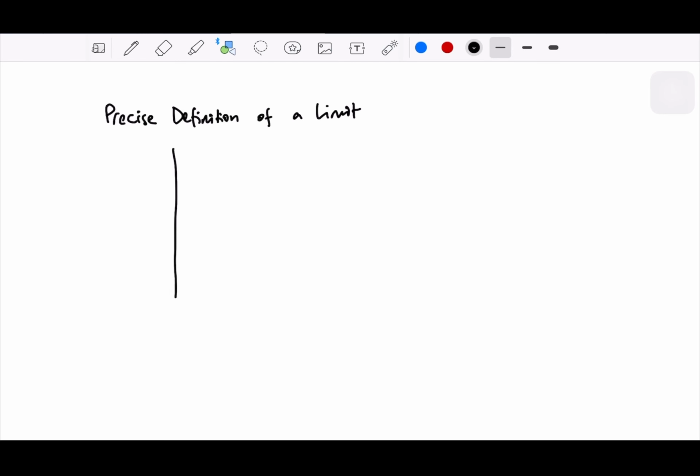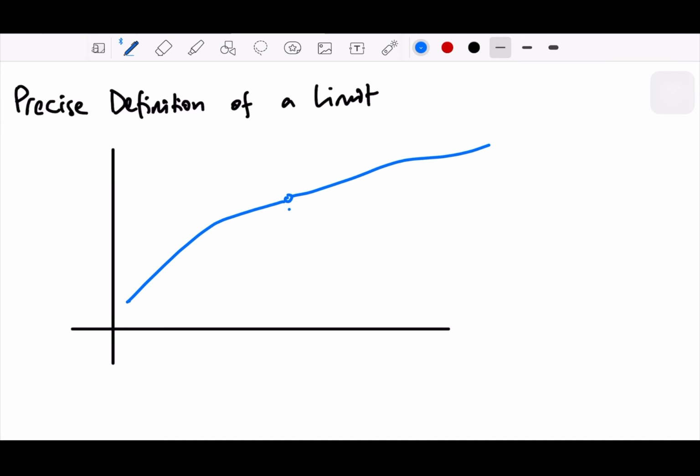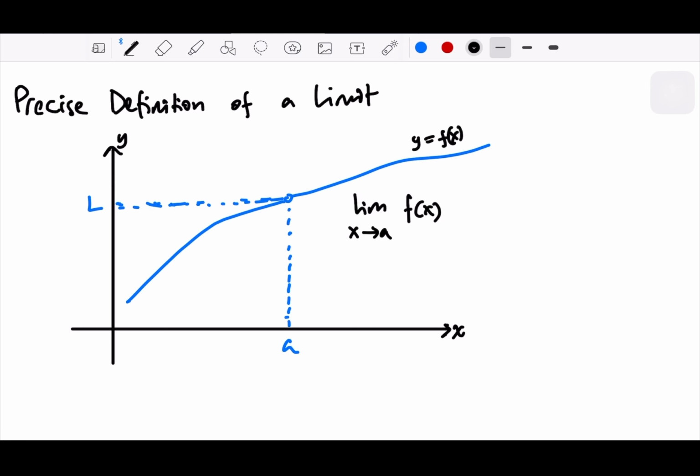Okay, so if you remember, if we have some random function like this with some discontinuity in the middle, and we evaluate this at x equal a, and this has some value L, we know from the limit concept that if we have the limit as x approaches a of some f of x, this will be equal to L. So this means, if you remember, the left hand limit, right hand limit, right?